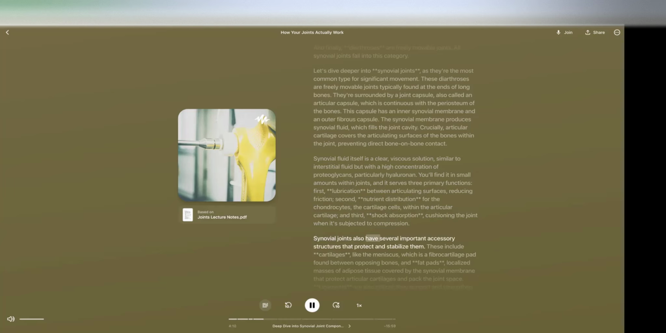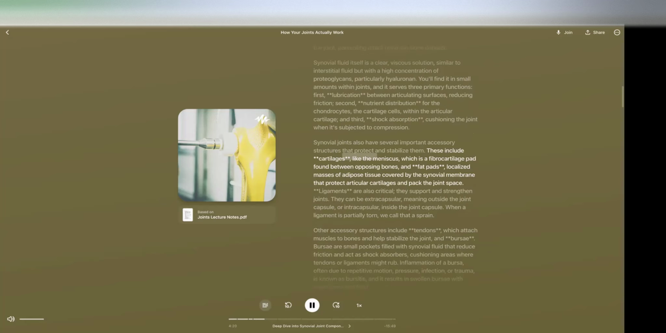Synovial joints also have several important accessory structures that protect and stabilize them. These include cartilages, like the meniscus, which is a fibrocartilage pad found between opposing bones, and fat pads, localized masses of adipose tissue covered by the synovial membrane that protect articular cartilages and pack the joint space. Ligaments are also critical. They support and strengthen joints. They can be extracapsular, meaning outside the joint capsule, or intracapsular, inside the joint capsule. When a ligament is partially torn, we call that a sprain.